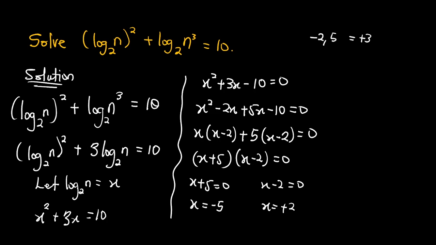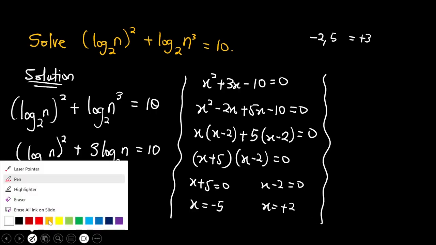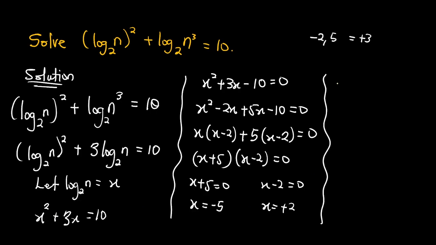We were given log base 2n, and we said that log base 2n should be equal to x. So therefore, what we have to do after this is, now we can say that, let me take the negative 5 first. So my x is equal to log base 2n, which is what we indicated over here. Sorry, log base 2n is equal to x.